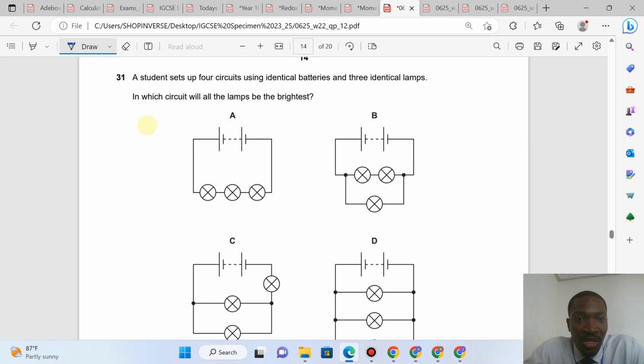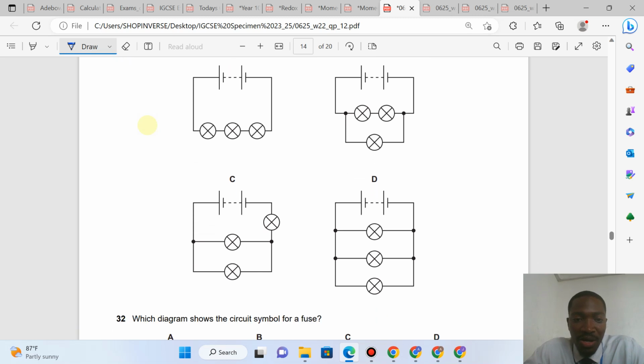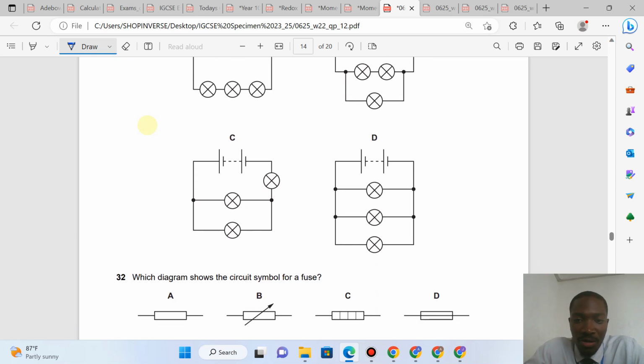Question 31. A student sets up 4 circuits using identical batteries and 3 identical lamps. In which circuit will all the lamps be the brightest? All the lamps will be brightest when they are connected in parallel, which is option D. Why? Because the current that will be flowing from the cell will split into these lamps.